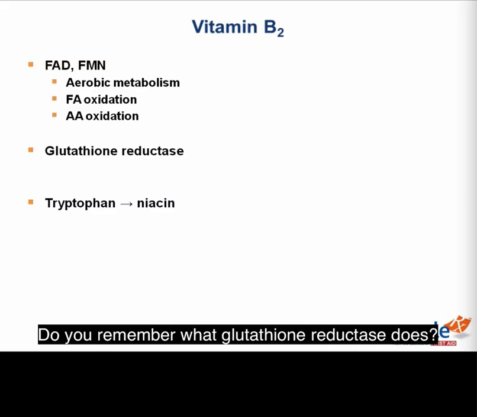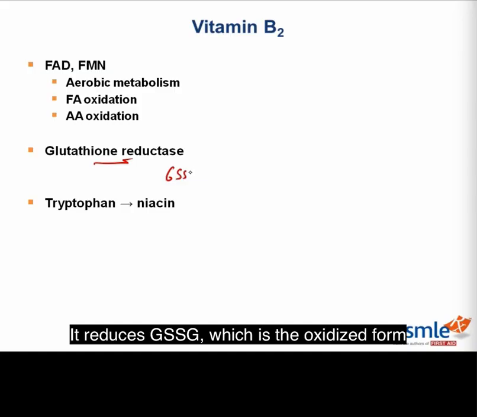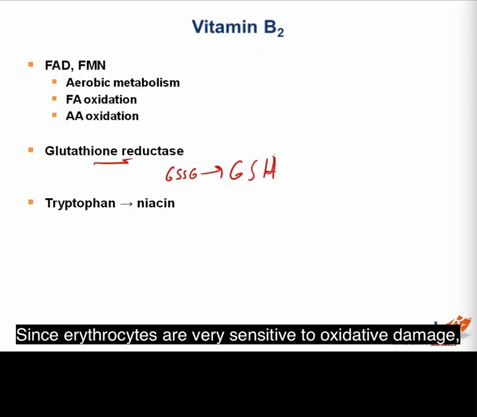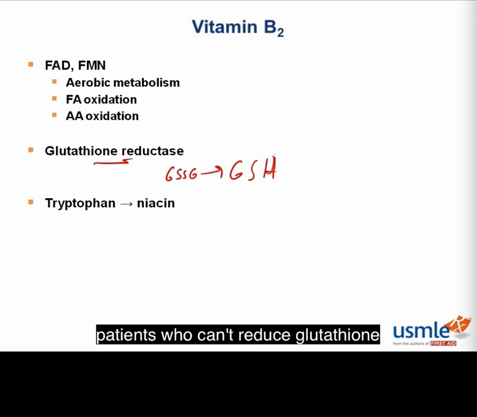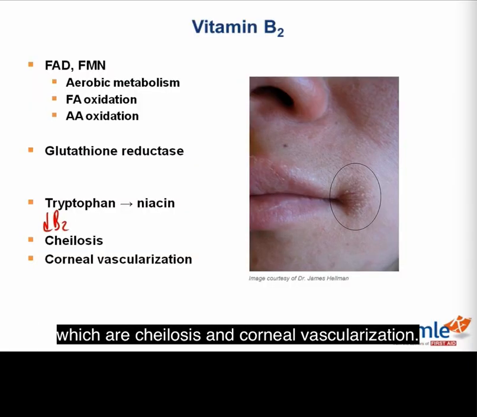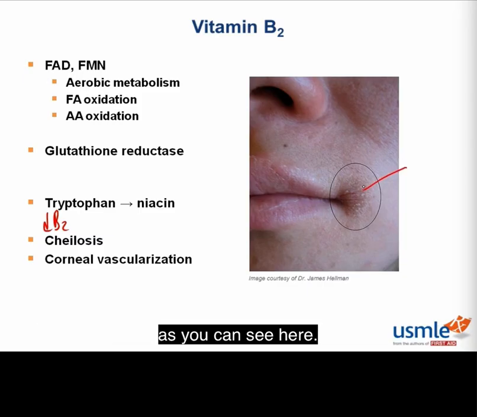Do you remember what glutathione reductase does? It reduces GSSG, which is the oxidized form of glutathione, to the reduced sulfhydryl form, which is an important antioxidant. Since erythrocytes are very sensitive to oxidative damage, patients who can't reduce glutathione due to vitamin B2 deficiency can get anemia. Deficiency in vitamin B2 can also cause the 2 C's, which are chelosis and corneal vascularization. Chelosis is inflammation of the lips, with scaling and fissures at the corners of the mouth, as you can see here.